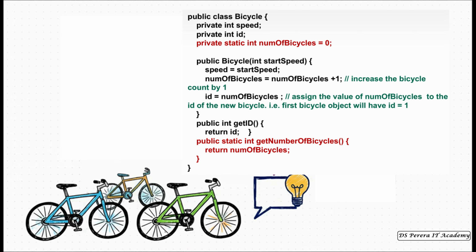Let's look at a really practical code example using this bicycle class. Our goal here is simple. We want to count how many bicycle objects we ever create. The perfect tool for this is a static variable, which we'll call num of bicycles, and we'll start it off at 0. The logic is pretty straightforward.